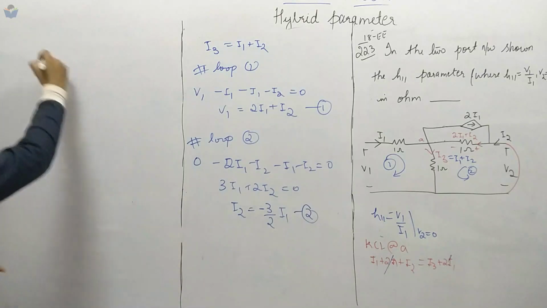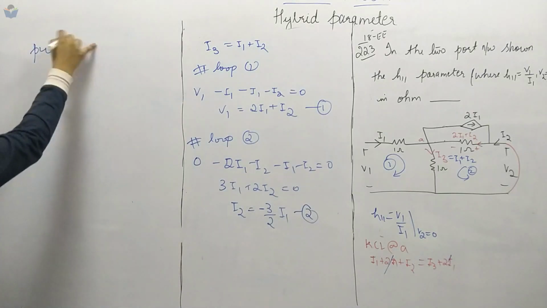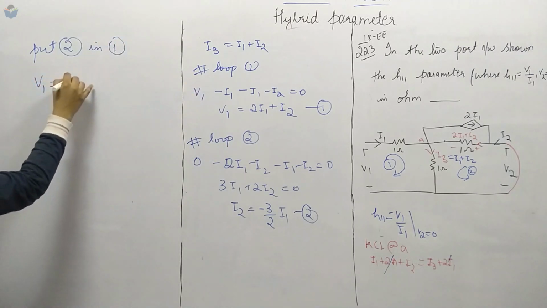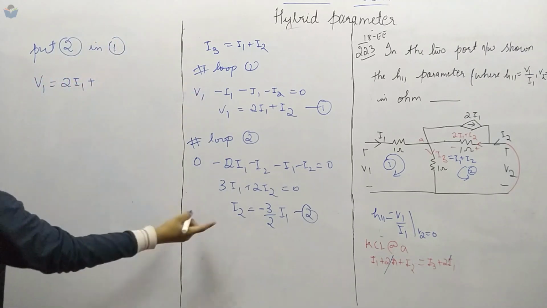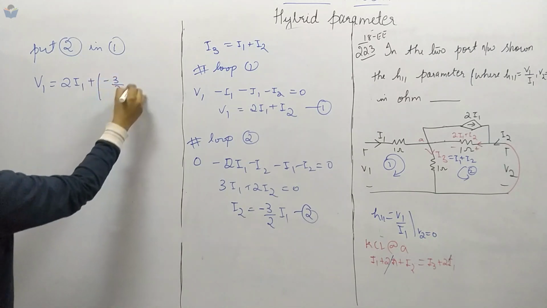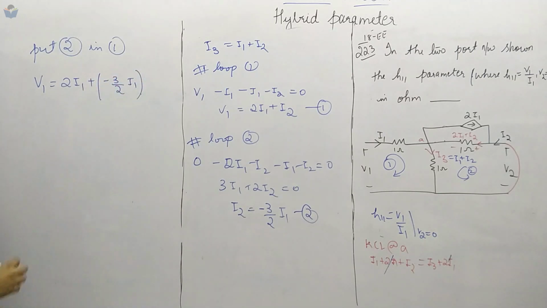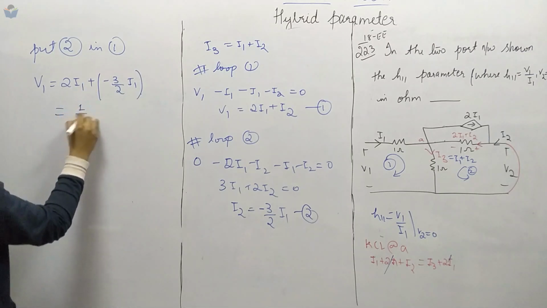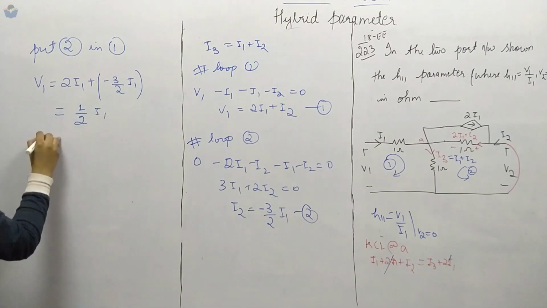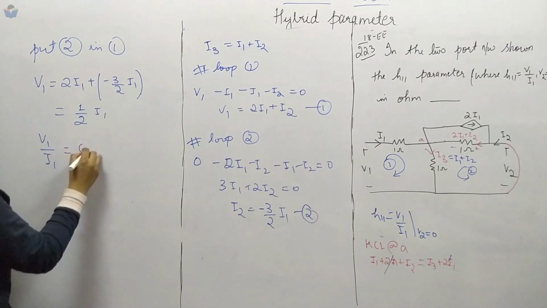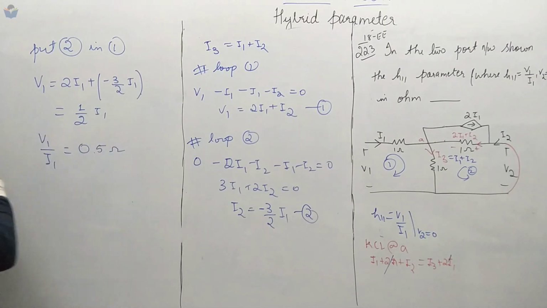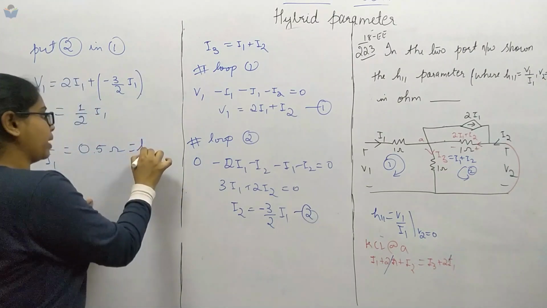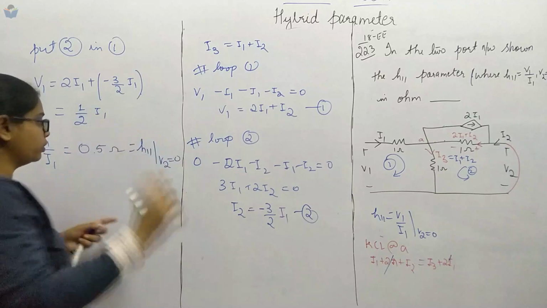What I will do now is put equation 2 in 1. What will I get? V1 equal to 2 times I1 plus I2, which is minus 3 by 2 times I1, right? So 2I1 minus 3 by 2 I1 gives 1 over 2 I1. So V1 upon I1 you will get as 0.5 ohms. So this is the required H11 parameter when V2 equal to 0.